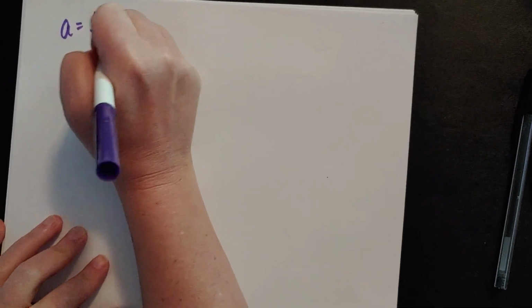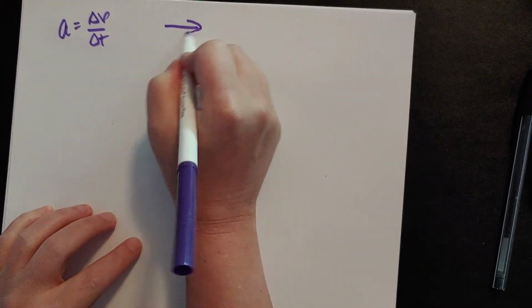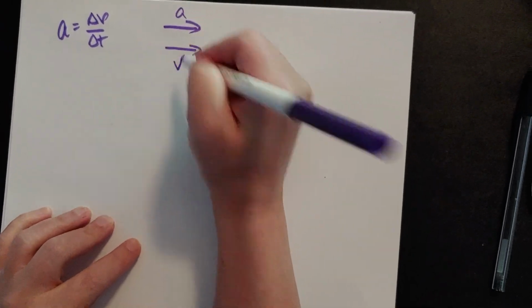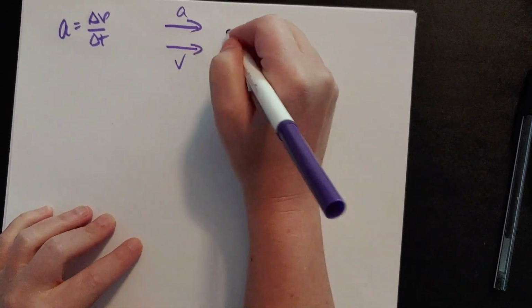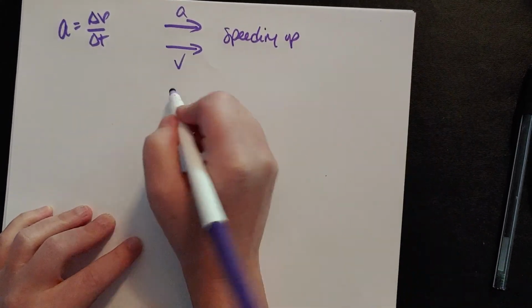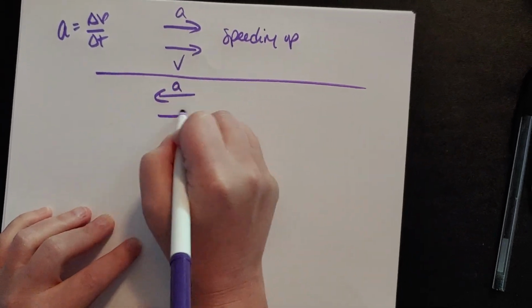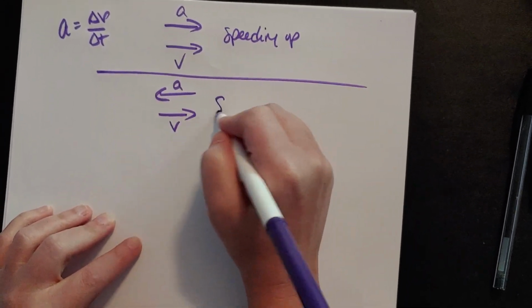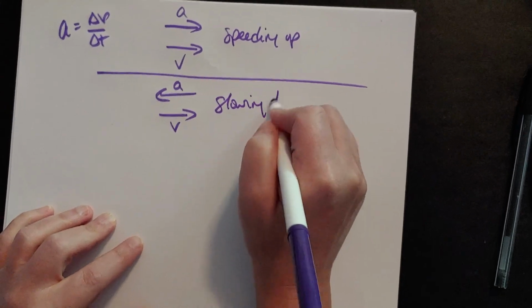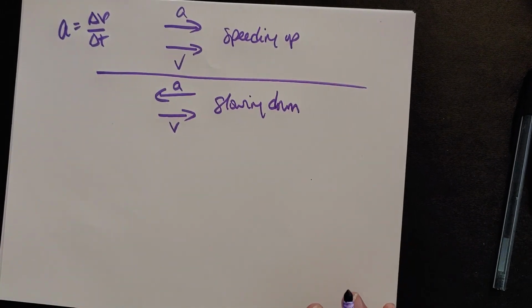All right. In general, acceleration is a change in velocity over time. When a and v are in the same direction, or they have the same sign, it's speeding up. When acceleration and velocity are in opposite directions, it's slowing down. I did see a problem basically asking exactly that.